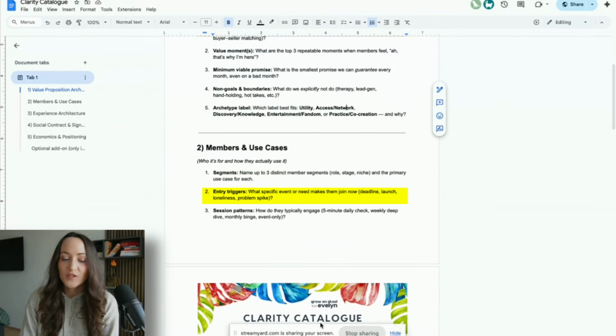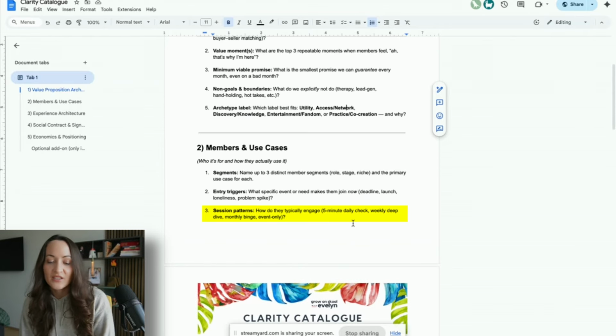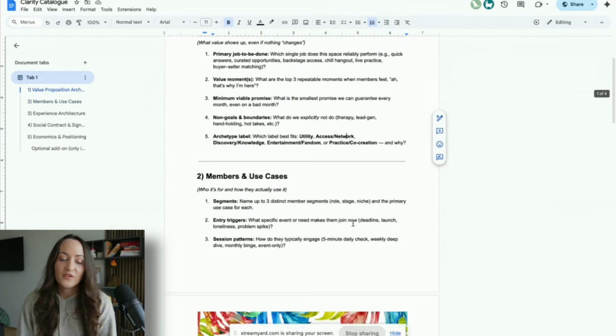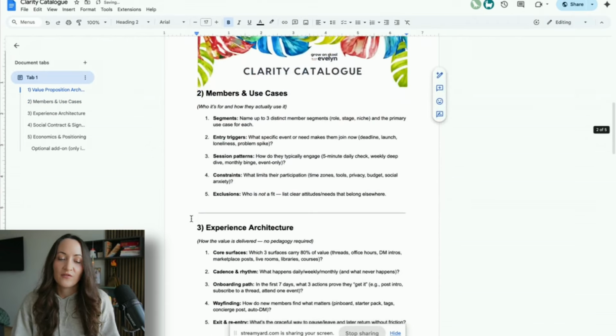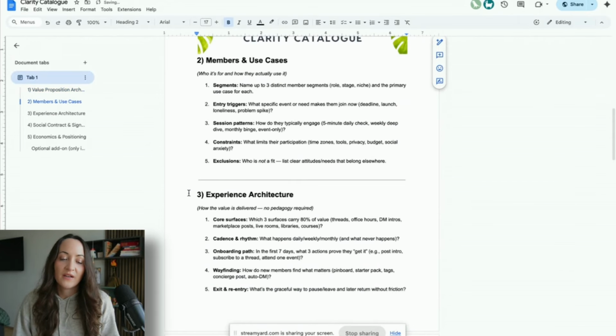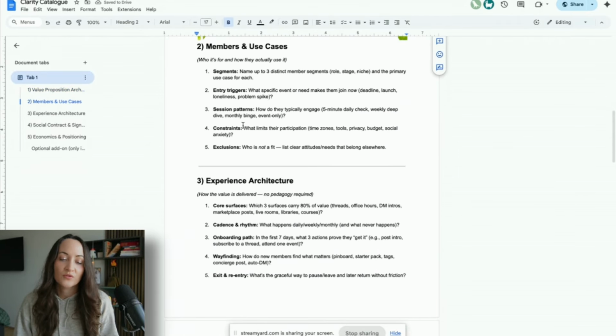Entry triggers: what specific event or need makes them join now? A deadline, a launch, a challenge that's happening. Session patterns: how do they typically engage? 5-minute daily check-ins, weekly deep dives, binges, are they opting in, right? So if you just go through and answer the follow-up questions, it will give you a great understanding of how you want to structure the space further.